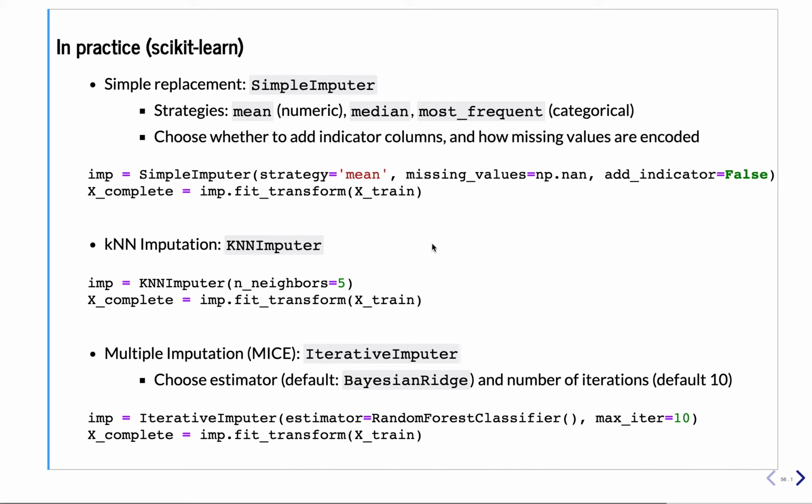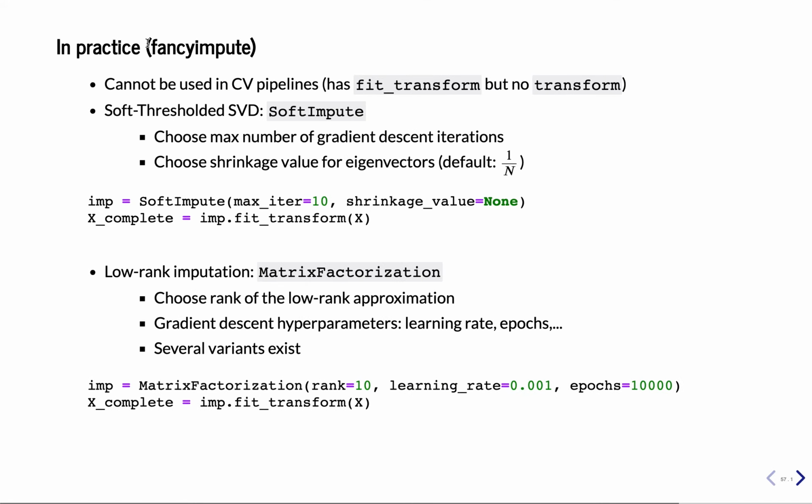Now, these are the only ones that are currently in scikit-learn. If you want to use the others, you have to use another package called fancyimpute. Now, the problem with this is that it does not fully implement the fit transform paradigm. So you cannot use it in pipelines. You cannot use it inside grid search CV or anything like that. It has a fit transform, but it doesn't have a transform function. So if you put it in a pipeline, it will fail at some point.